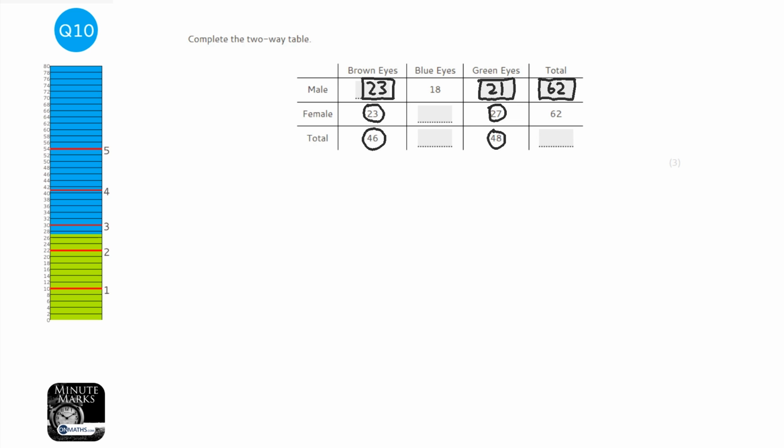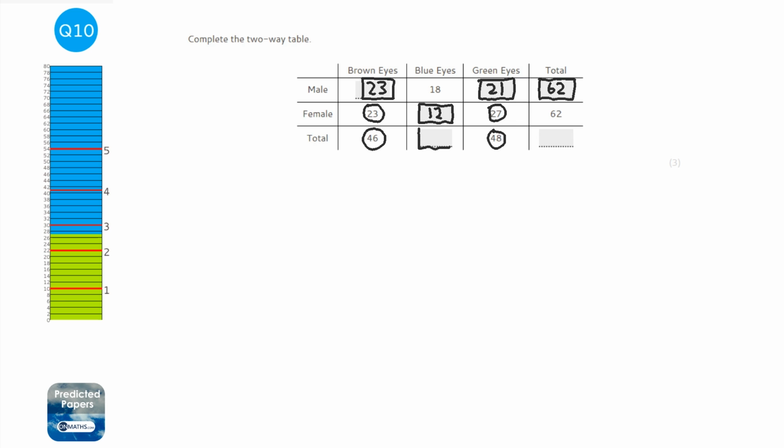And let's have a look at this one maybe. So we've got 62 females altogether, and we've got 27 of them have green eyes and 23 of them have brown eyes. So we take the 23 and the 27 away from 62, and that leaves us with 12. And we can just check that. We can do 23 plus 12 plus 27, and it equals 62. So we know that's right.